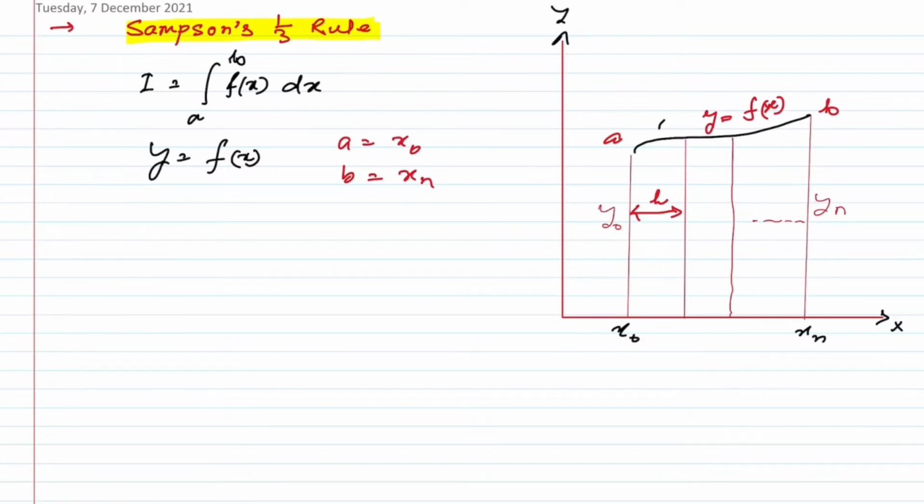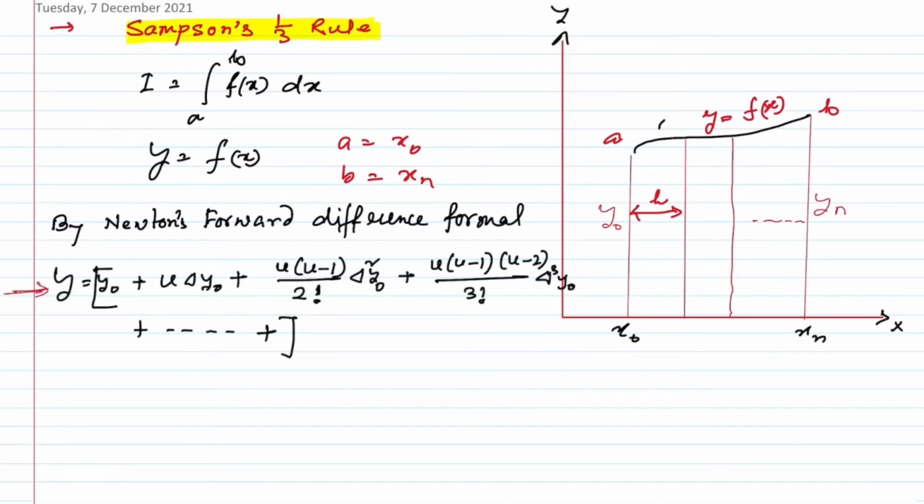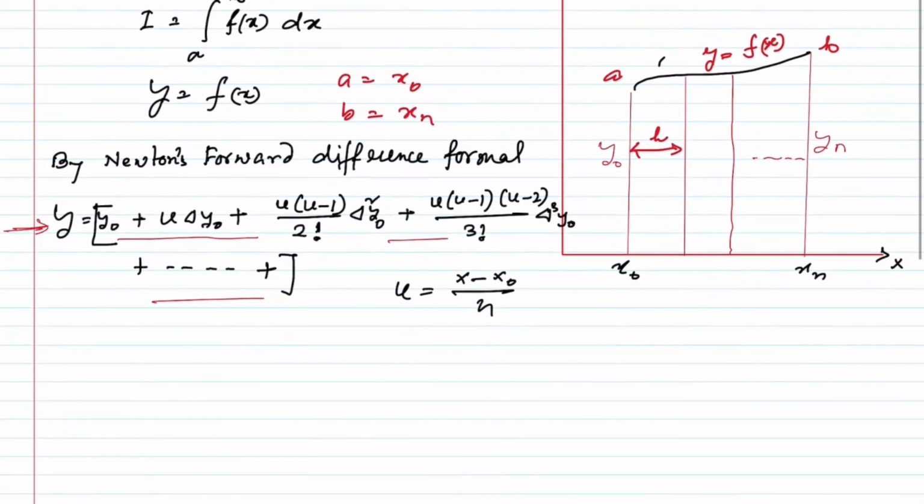So now, by Newton's forward difference formula, so this is the Newton's forward formula that we have got. We have already discussed it in the previous video, so I will provide the link in the description box. Please watch that video. Here u is equal to x minus x naught by h, which implies x is equal to x naught plus u into h. This is the meaning of u in this case.